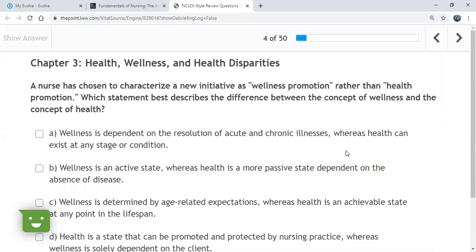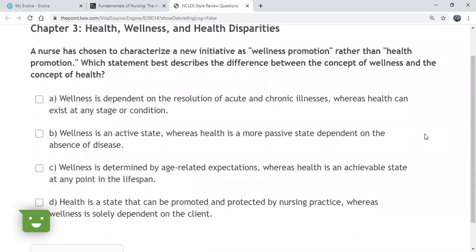Okay, so you see, this one is a really long sentence. All right, so in order to answer these, what you want to do is you want to read the statement first at the end. All right, which statement best describes the difference between the concept of wellness and the concept of health? So that's really what your topic is asking you about. And if you're not sure, you can even go down and look at some of the answers down below, and that will kind of guide you a little bit more about what the topic of the question is.